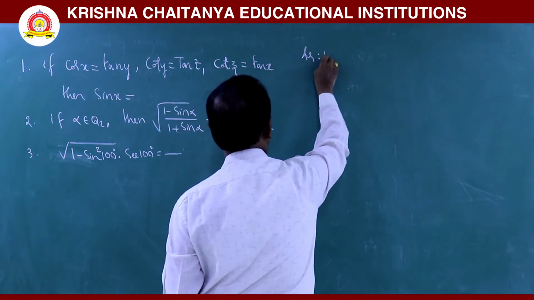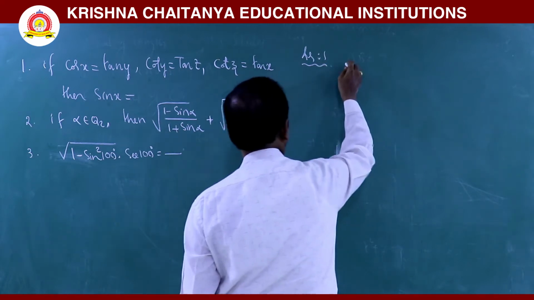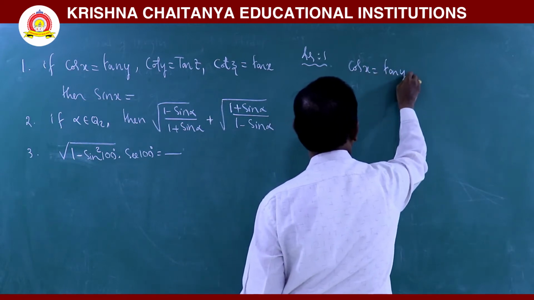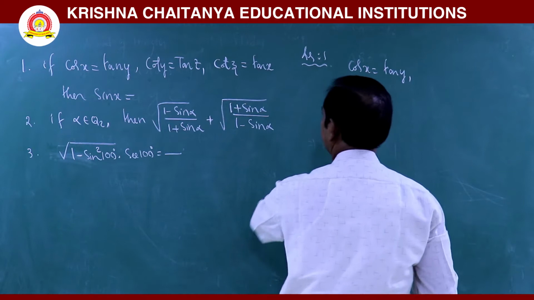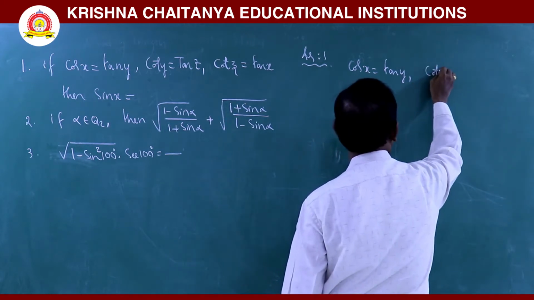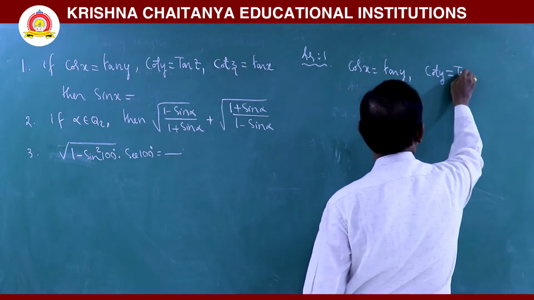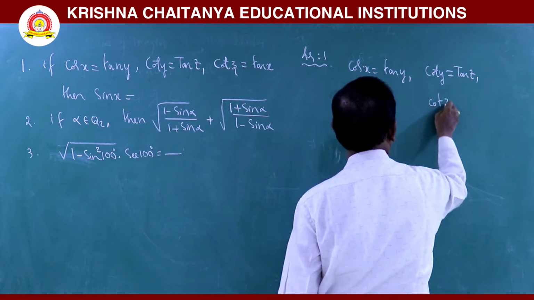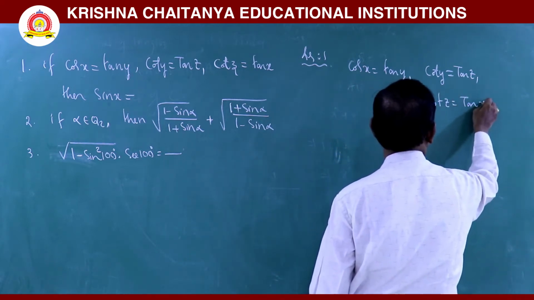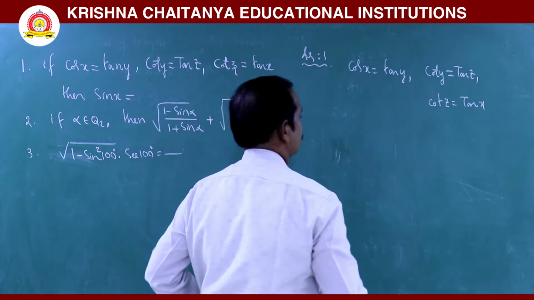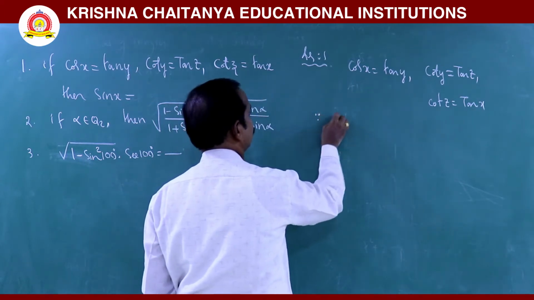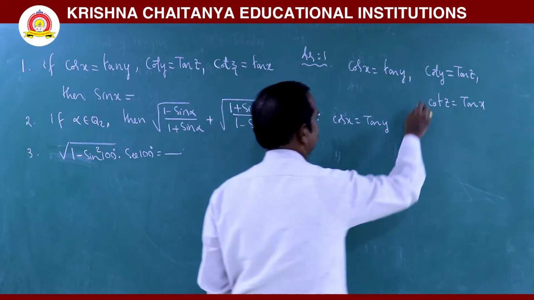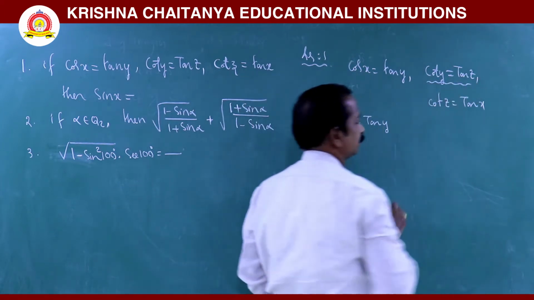So, answer of 1. Cos x is equal to tan y. Again, given cot y is equal to tan z, and cot z is equal to tan x. So, consider cos x. Cos x is equal to, given what? Cos x is nothing but tan y. But by data, cot y is tan z.